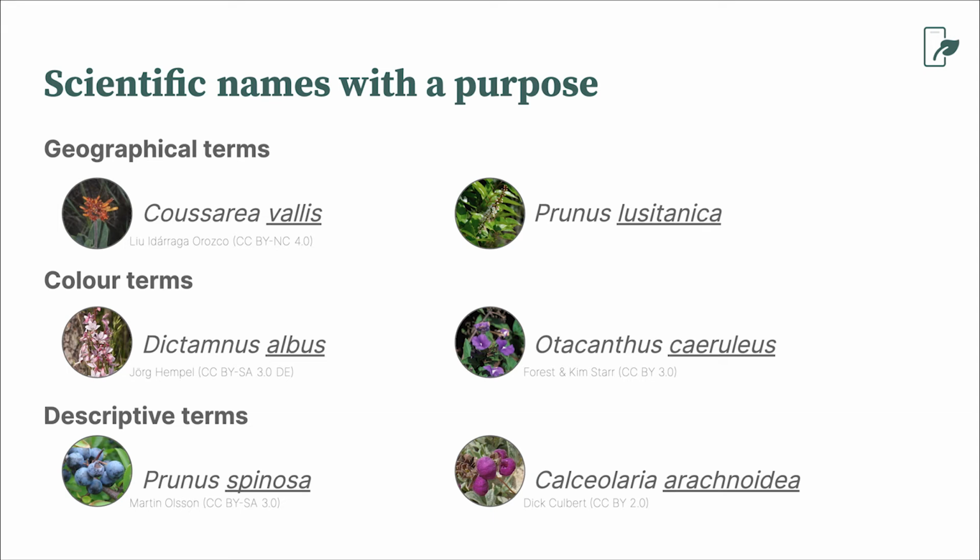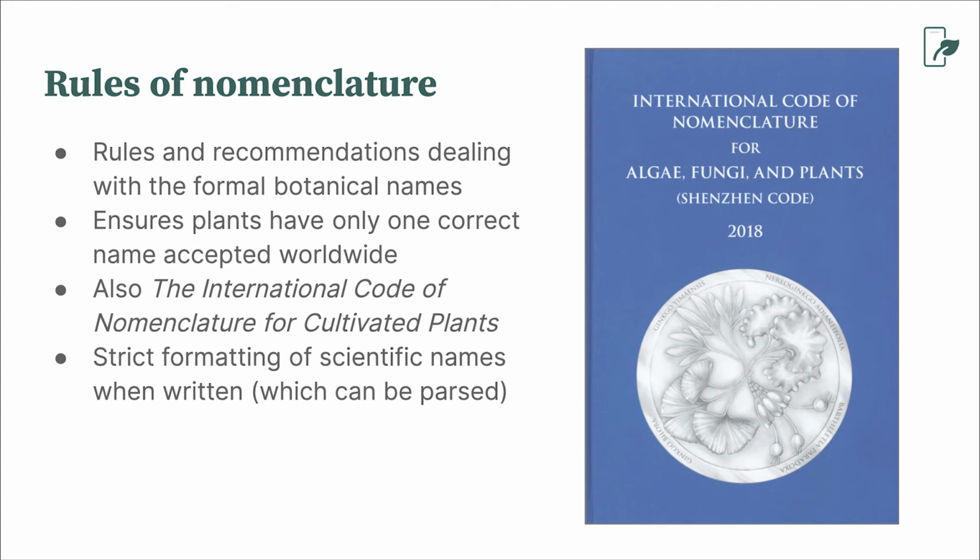But as well as having fun, there's also set rules, and these are governed by an international code for nomenclature. And basically, this is a global body that ensures that plants have only one name that's accepted worldwide. And there's also a separate code specifically for cultivated plants. And as I said, there are some strict formatting rules with scientific names. And that means that when you see a plant name, you can start to deconstruct it, and you can start to parse the various components of it, making it easy, hopefully, to understand what's being referred to.